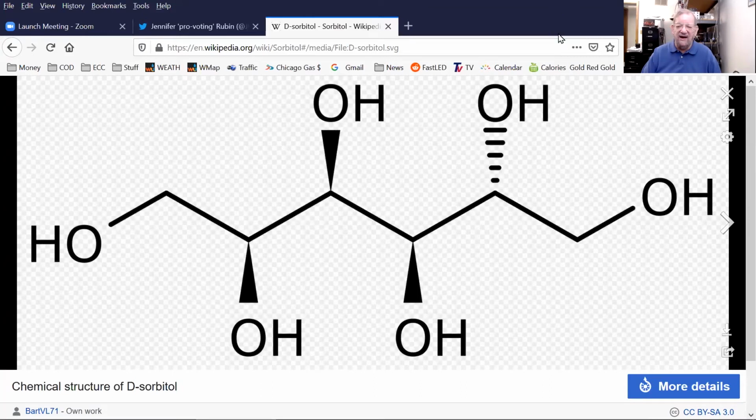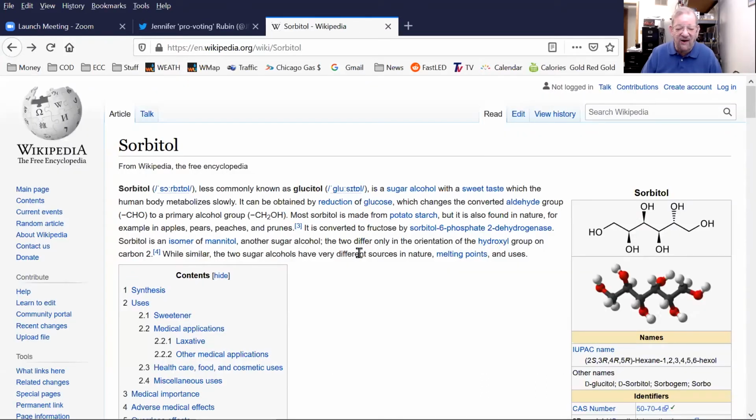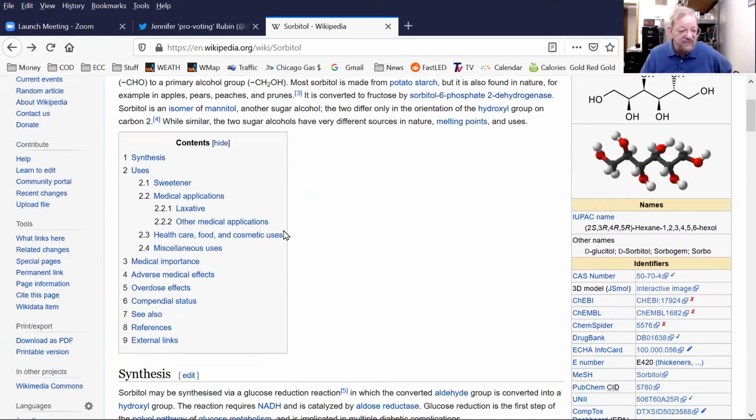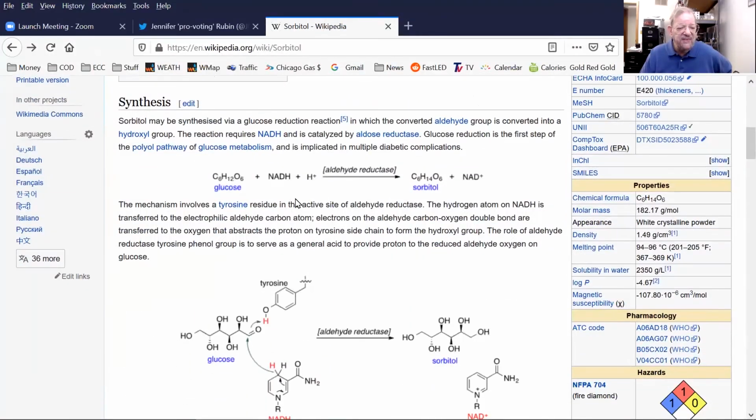Every bend in a line is a carbon. 1, 2, 3, 4, 5, 6. This shows stereochemistry like the Fischer. And this is what you just made. Now, what is it used for? Good question. Sorbitol is a sweetener, and it's made by the reduction of glucose, taking glucose and reacting with hydrogen and a catalyst. It's a sweetener.